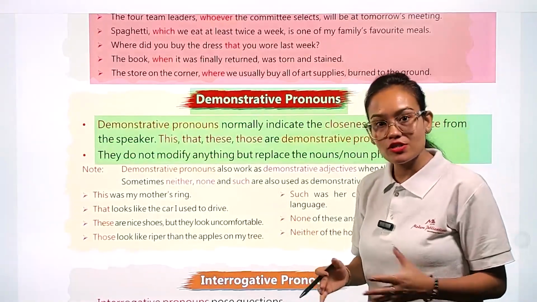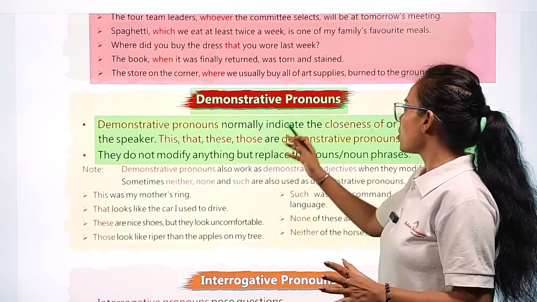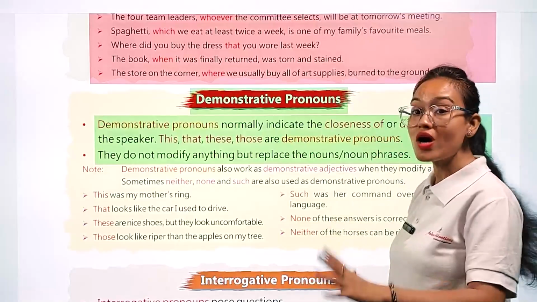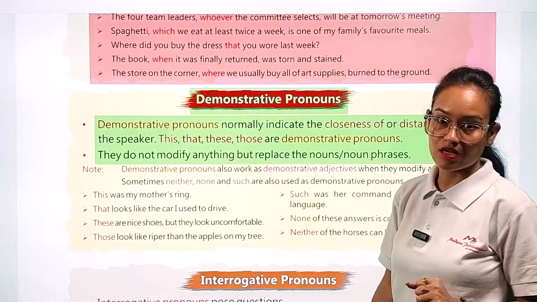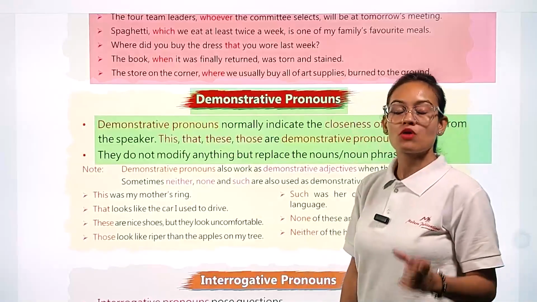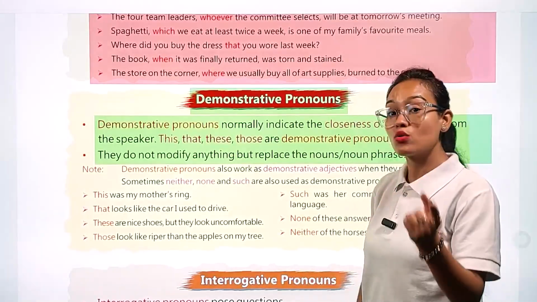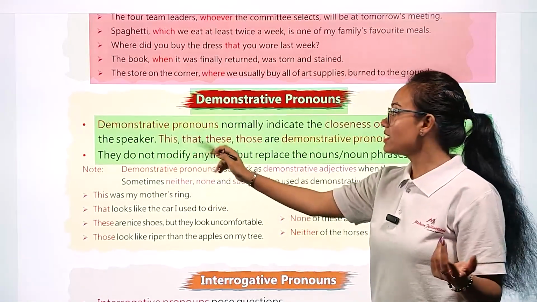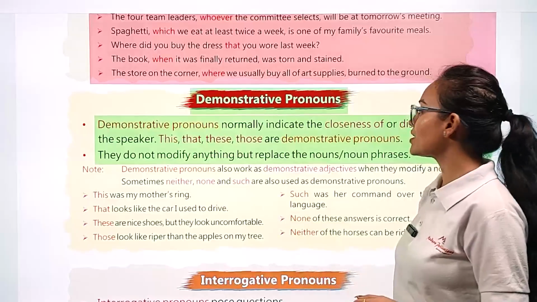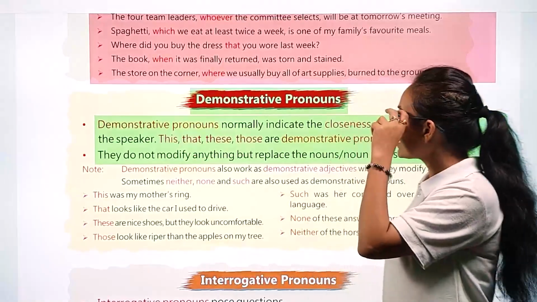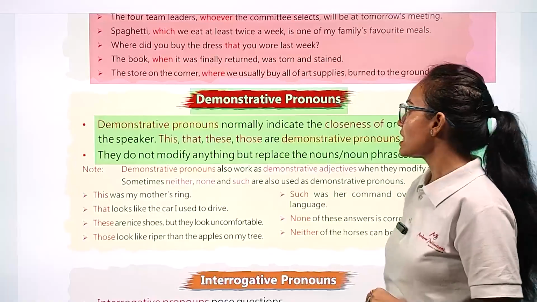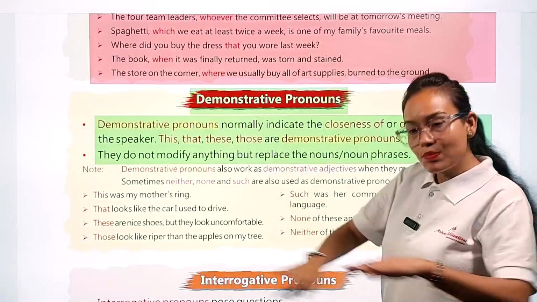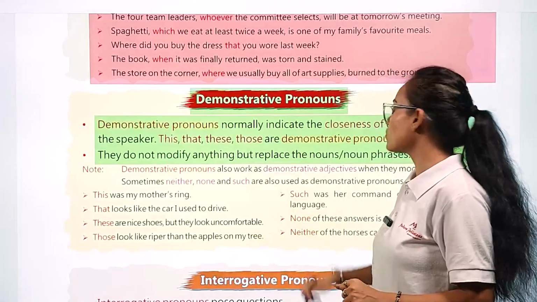Demonstrative pronouns are always used in those sentences where we see the closeness or distance from the speaker. Okay, demonstrative pronouns are those words which are used to show the closeness or distance of the speaker. Like this, that, these, those are demonstrative pronouns. They do not modify anything but replace the noun or noun phrases. See, demonstrative pronouns do not act as a modifier, but they simply replace the noun or noun phrases.